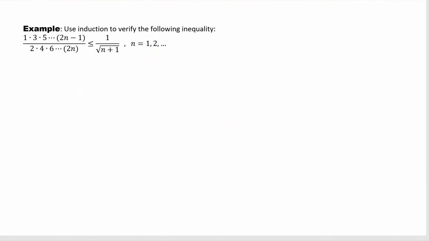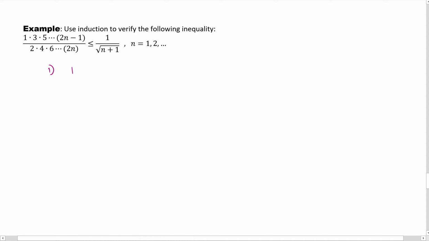Example: use induction to verify the following inequalities. We not only can use induction to prove equations, we can actually use induction to prove all kinds of statements. For the base case, we show that statement 1, with n equals 1, is true, and then for the inductive case, assume that statement k minus 1 is true, and we want to show that statement k is true. Okay, so let's look at how to prove these inequalities.